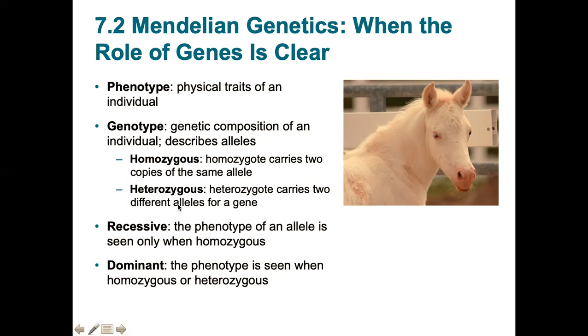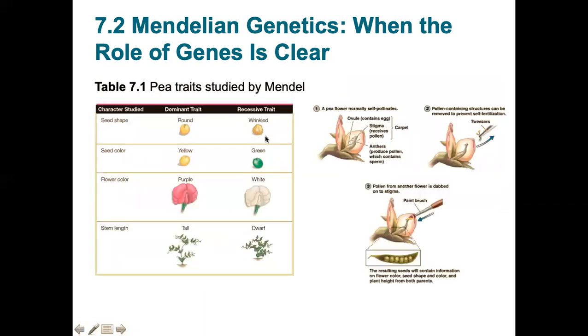And so when you're talking about the genotype, those two copies can be the same. So they would be homozygous, homo meaning same, or they could be heterozygous, meaning one copy of one allele and another copy of another allele. And so, for example, the alleles that Mendel noticed were possibilities were a wrinkly seed or a round seed, a green seed or a yellow, a white flower or a purple flower, a tall plant or a short plant.